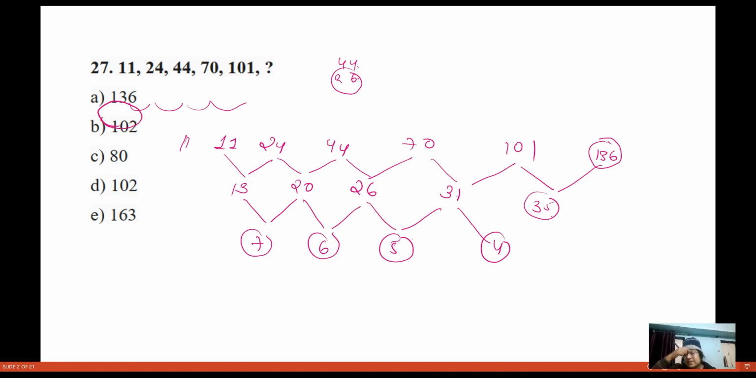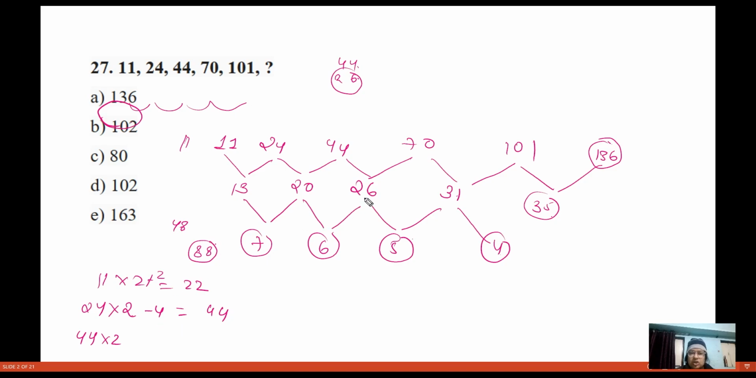Let us look at whether there is some other method by which we can solve this, because that will make our logic stronger. So 11 into 2 plus 2 is 22. Then let us see 24. 24 into 2 is 48, and 48 minus 4 is 44. Now 44 into 2 is 88.